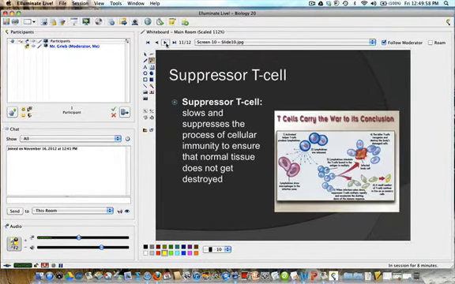Okay, suppressor T cells, these are a regulatory cell because they will slow and suppress the processes of cellular immunity to ensure that normal tissue does not get destroyed. Because if you have the immune system run amok, it can start attacking its own tissues, like in autoimmune diseases. So the suppressor T cells calm everyone down. They get all of the killer T cells mellowed out so that you don't have a continued aggressive immune response that starts attacking healthy body tissue. As long as it's targeted at infected body cells, then you're okay.